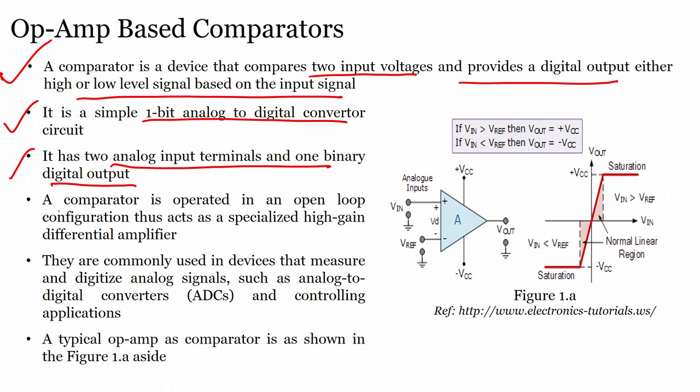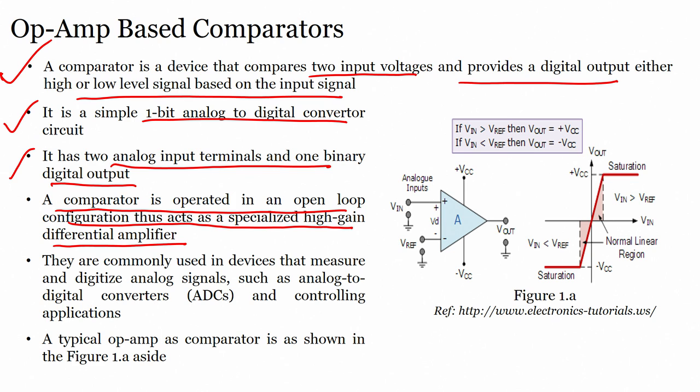The fourth thing is that a comparator is operated in an open loop configuration, and thus acts as a specialized high gain differential amplifier. In open loop the gain is extremely high, as we all know. In closed loop we can change the gain; in open loop we cannot change the gain, it is extremely high. It also acts as a differential amplifier because it takes the difference between the two input voltages and gives the output, but it is not really amplifying, because there is no feedback here, so we cannot have any amplification factor.